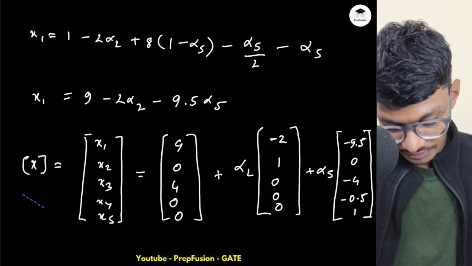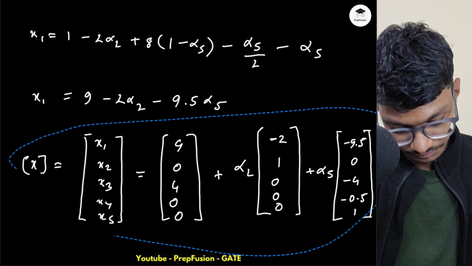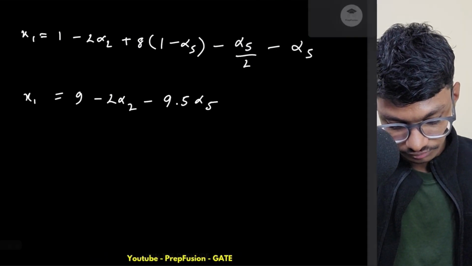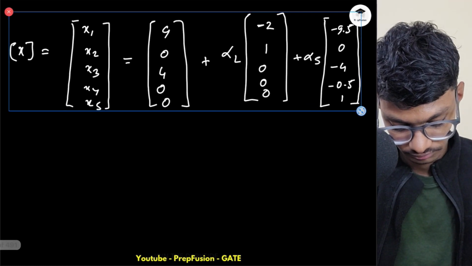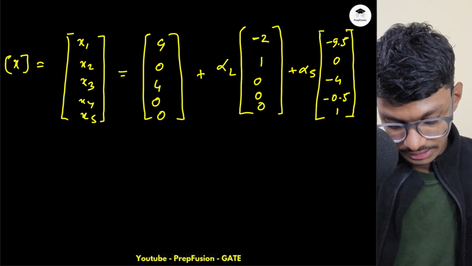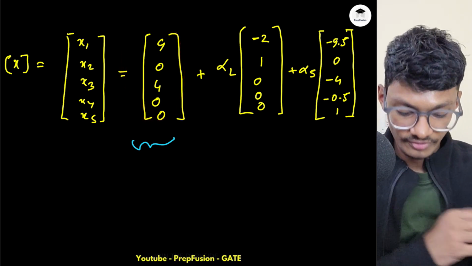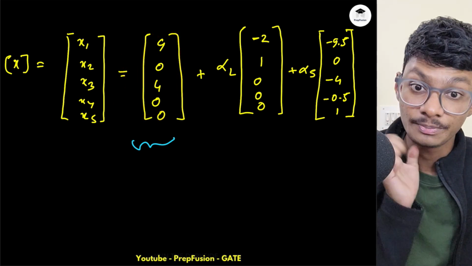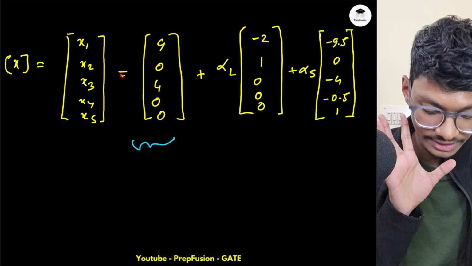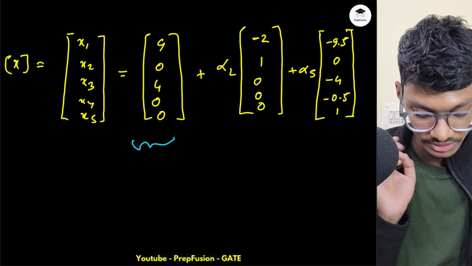So what do you observe? If I just cut this and take it to the next page, the thing that we observe is that it is a summation of two solutions. So basically, what I was telling is that if I put these values, this is also a solution, a particular solution. If I put all these values of x1, x2, x3, x4, x5, this is satisfied. So basically x1 is 9, x2 is 0, x3 is 4, x4 is 0, x5 is 0.